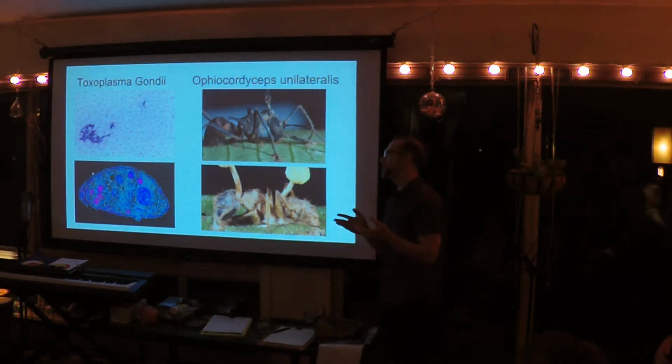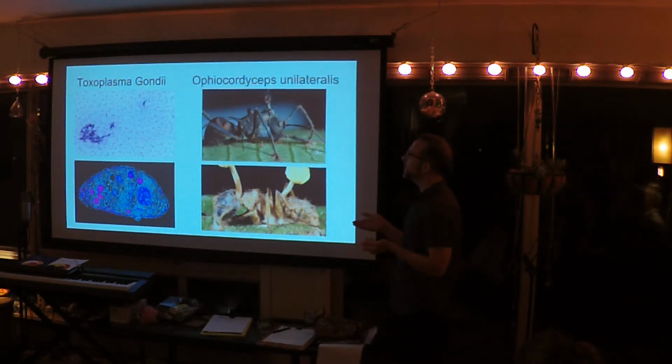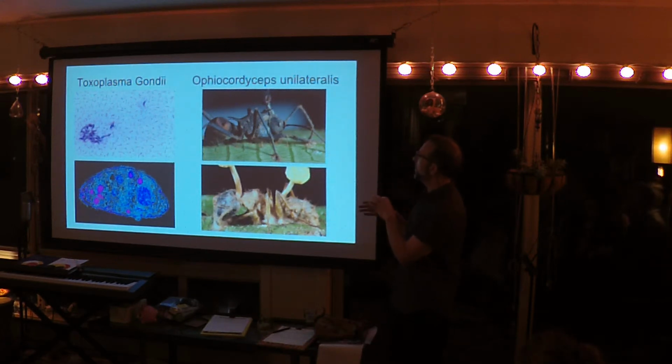Toxoplasma gondii is a parasite you may be familiar with. It infects mammals. In particular, it has been shown to decrease the fear that rats show to cat urine. And Cordyceps is a fungus that you may have heard of, the zombie ant from Planet Earth, etc. But let's look at some different examples that you may not be familiar with.